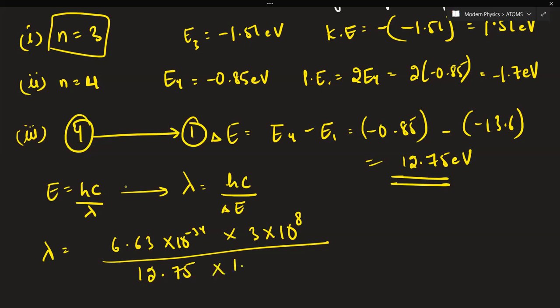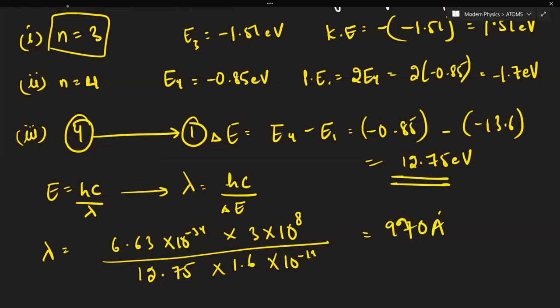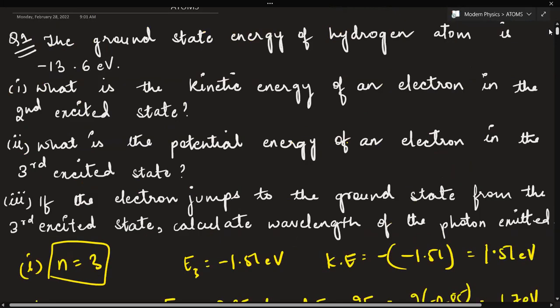So we have to convert it into joules so that we get our final answer in meters. This will come out to be 970 angstrom, class. Please solve and check whether this is the answer. I remember it, so I have just written it. Otherwise, you calculate it. 970 angstrom, something like this, you will get the answer. Note down this question, note down the solution, then we'll practice other questions.